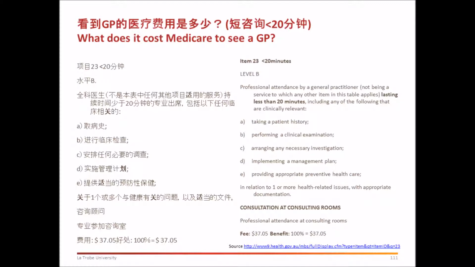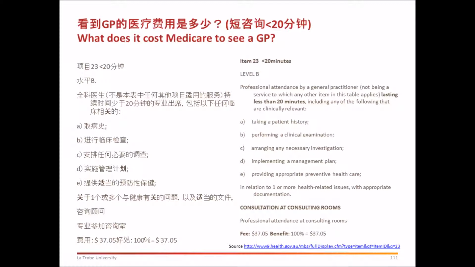Now, you might be saying, well, what does it cost to see a GP? GPs are paid on a fee-for-service basis, and an example of this is item 23. This would be the most common charge that's made. This is for a professional attendance lasting less than 20 minutes. The Medicare fee at the moment for this is about $37. The Medicare rebate for this is the full $37, but the AMA encourages its members to charge a lot more than this. My health provider or GP will charge about $75 for an item 23 visit.